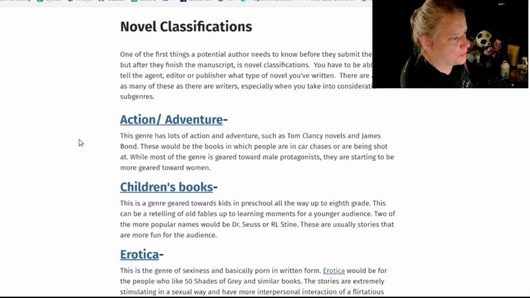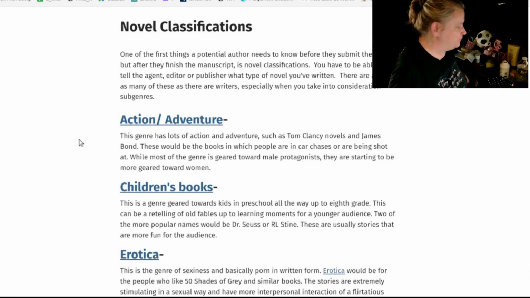One of the first things a potential author needs to know before they submit their book, but after they finish, and honestly before you finish, is your novel classification. You have to be able to tell the agent, editor, or publisher what type of novel you've written. There are almost as many of these categories as there are writers, literally.